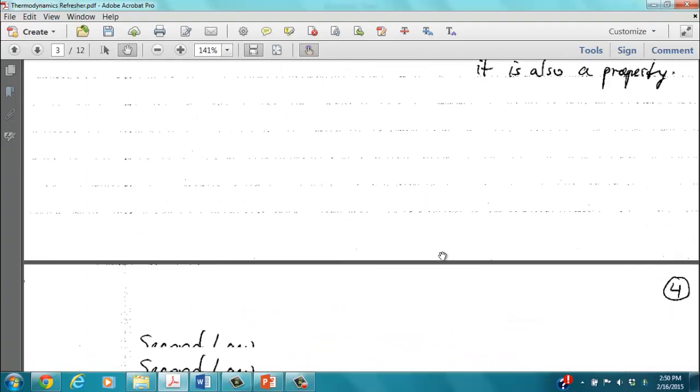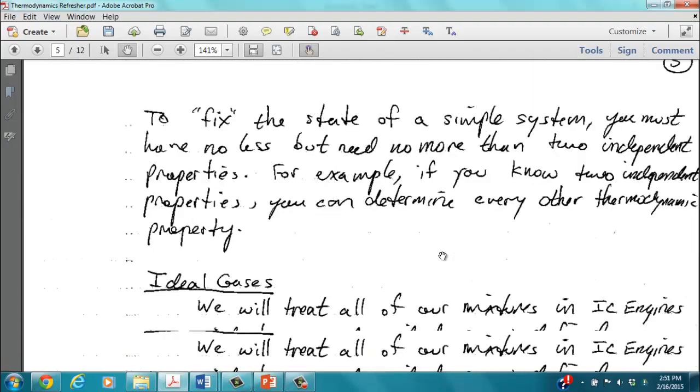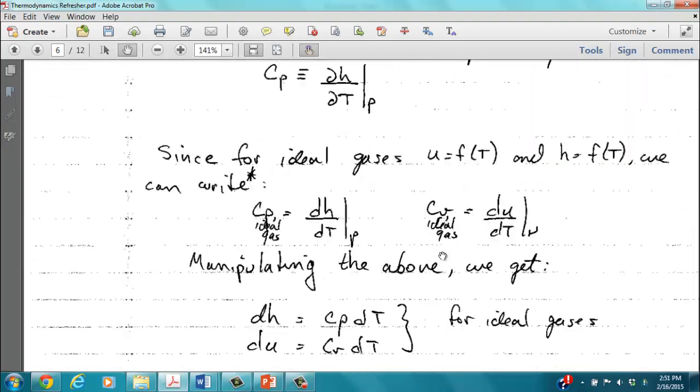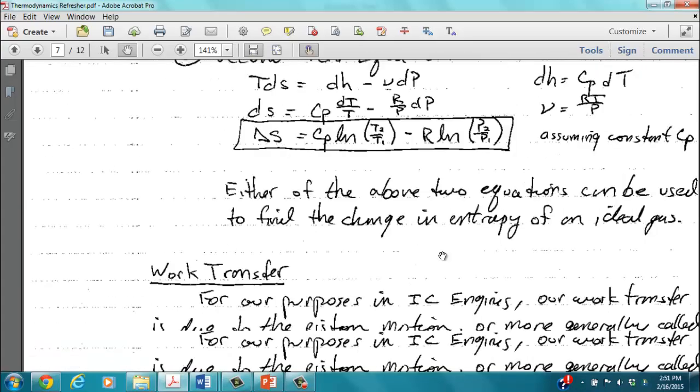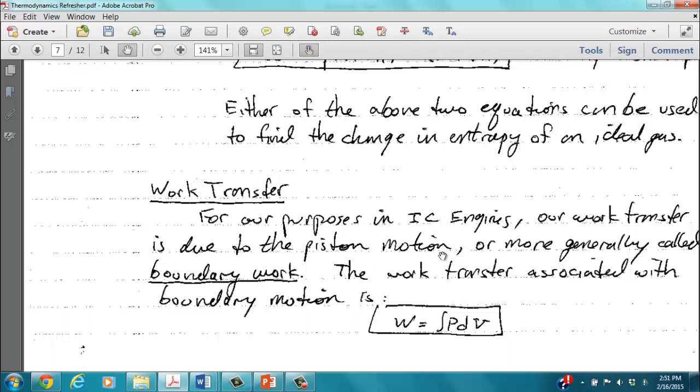So we need to be able to calculate that work transfer for various situations that we will encounter with our piston cylinder arrangements in internal combustion engines. For our purposes in IC engines, virtually all of our relevant work transfer is going to be in the form of the piston motion. That piston reciprocating up and down in the cylinder is basically changing the boundary of our control system.